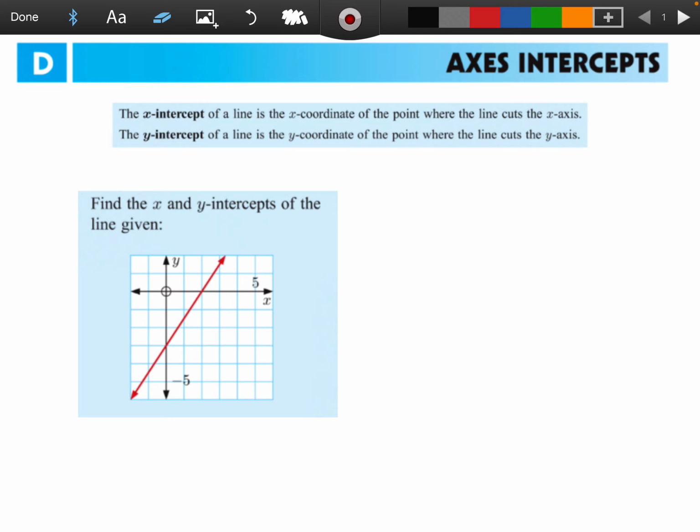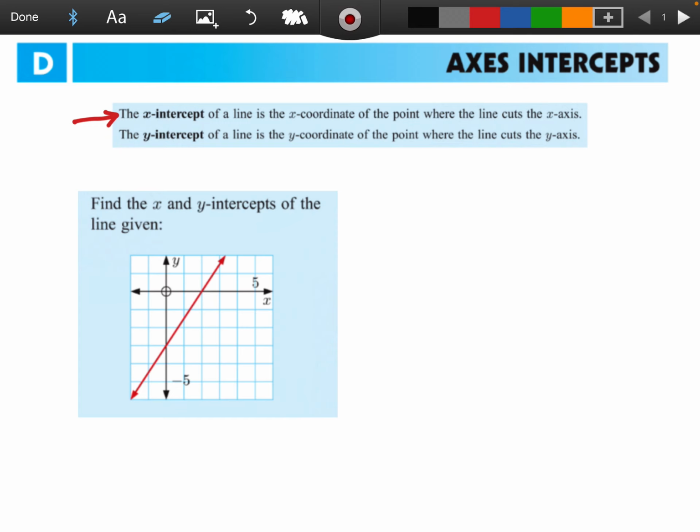We've got the x-intercept, and that is the x-coordinate of the point where the line cuts the x-axis. So wherever that line, in the example below, we see the red line crossing over the x-axis, this would be the point where it crosses the x-axis, so that would be the x-intercept. The y-intercept is the point where the line crosses the y-axis.